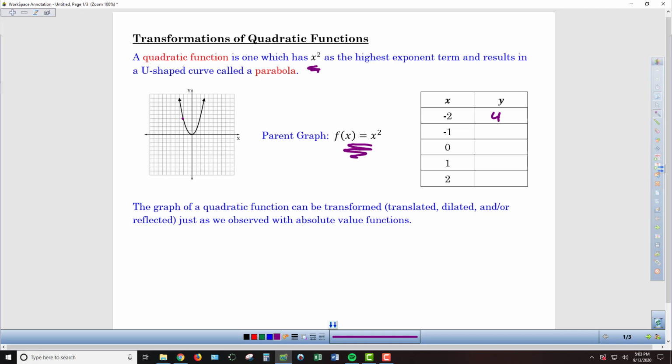If I plug in -1 for x, same thing happens. The negative disappears when I multiply -1 times -1, and I just get +1 as an output. So again, on my graph, I can see -1, comma 1 is going to be on my graph as well. 0 squared is 0, so that's why our graph goes through the origin right there.